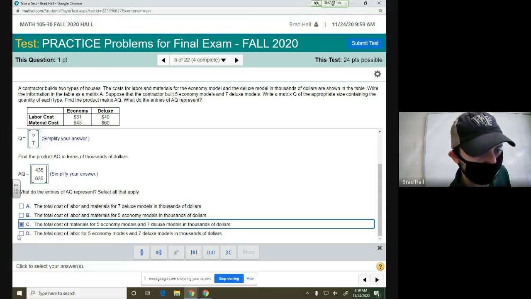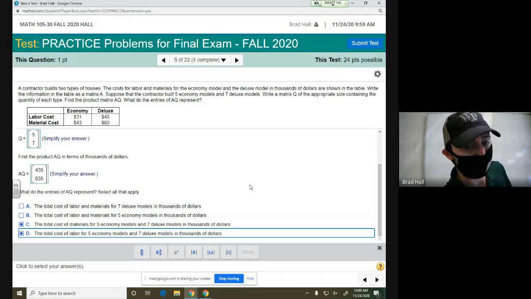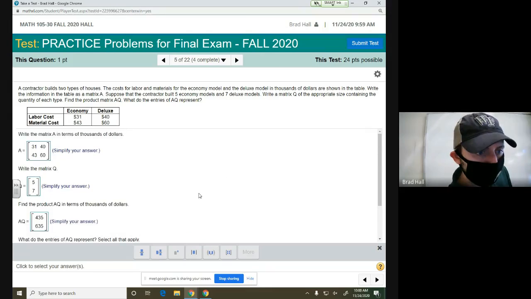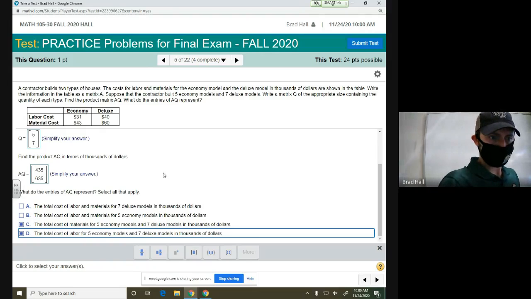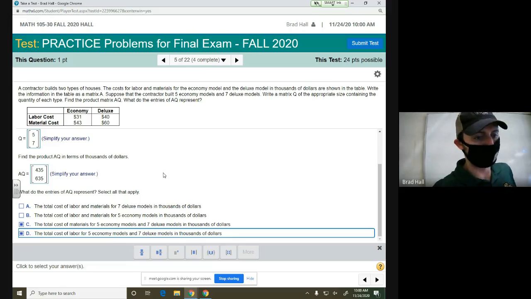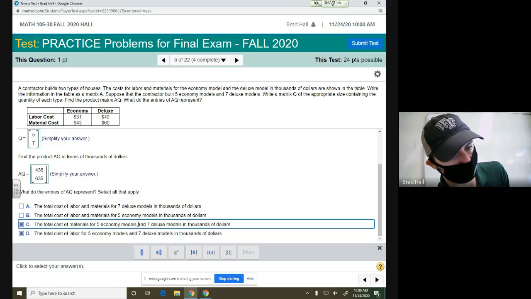No, so it is the other two. Okay. So it's the other two by virtue of how that matrix Q multiplies the matrix A. So it's very clever. Okay, so it tells us the total cost of materials and labor, respectively, because ultimately, this is the matrix on the right. So it tells us both of that information simultaneously.